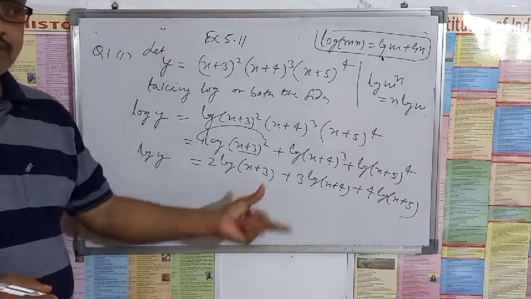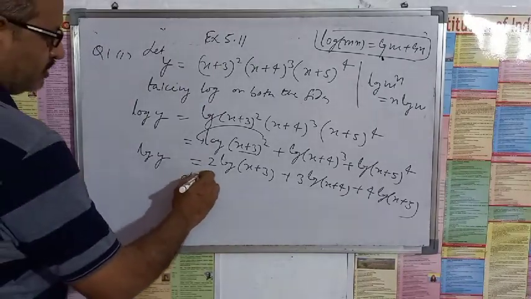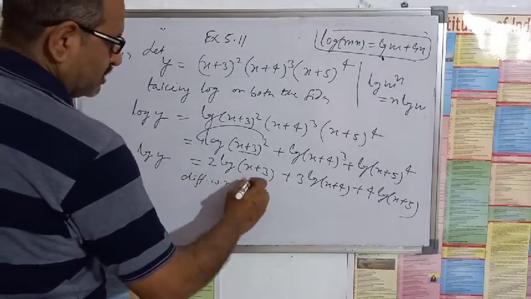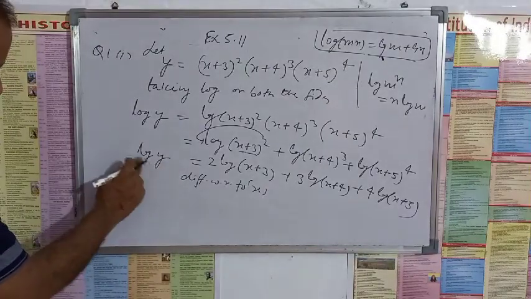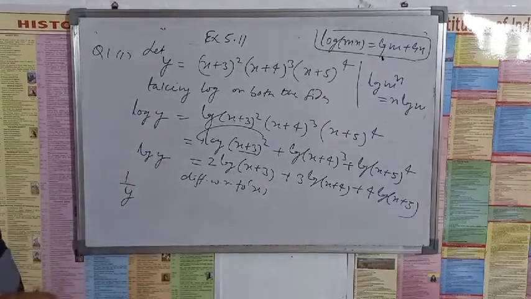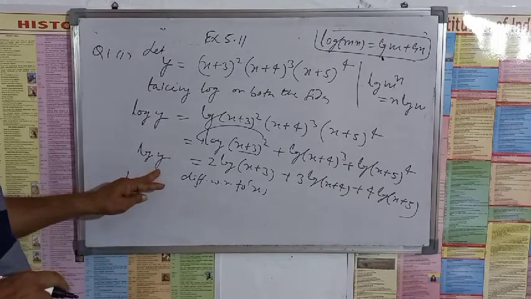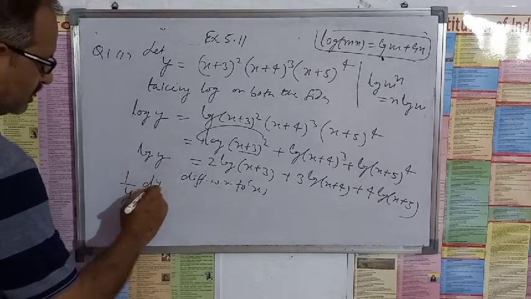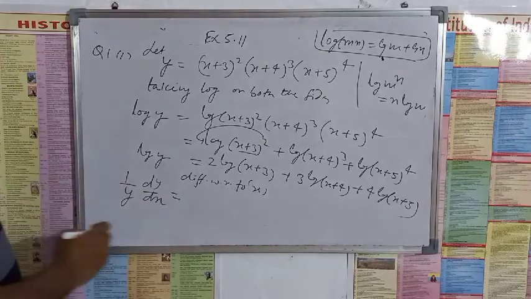Now we can differentiate. So differentiating with respect to x. What is the derivative of log y? The derivative of log x is 1 upon x, so for log y it is 1 by y. After that we have to differentiate y with respect to x, so it is dy by dx. So 1 upon y into dy by dx.